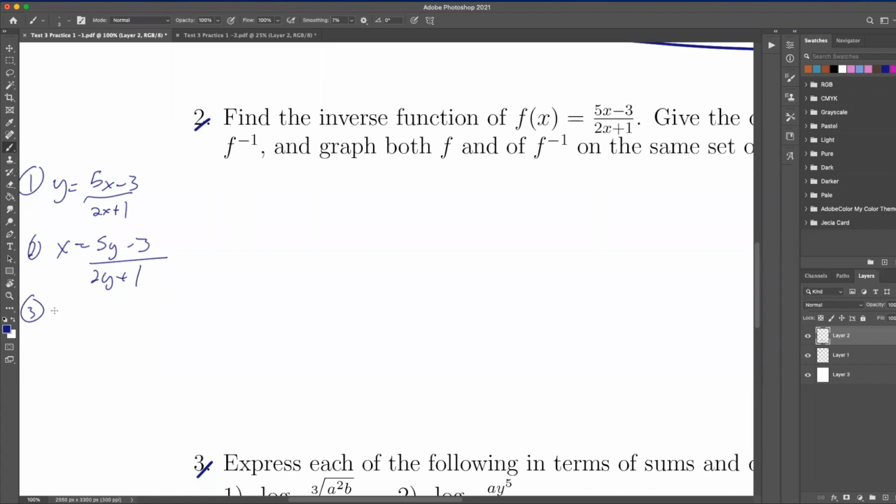So the first thing we want to do is multiply over. So we'll have 2y plus 1 times x equals 5y minus 3, which gives us 2yx plus x equals 5y minus 3. And then we're going to move the 5y over, so it'll be 2yx minus 5y. And then we'll move this over, so it'll be equals minus x minus 3.